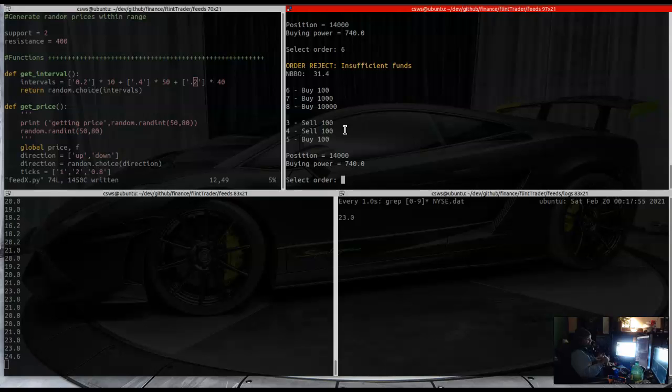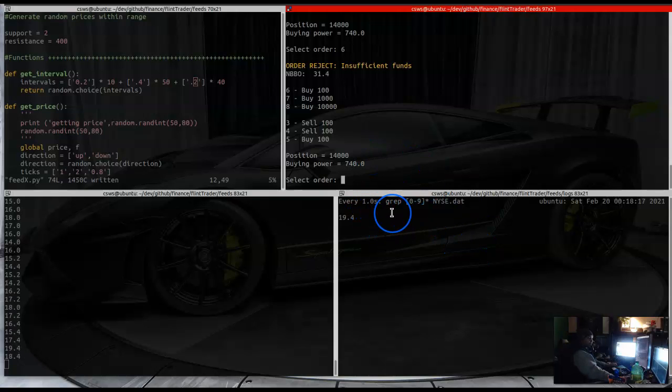But I screwed up, as far as my buying decision here. Oh my goodness. So right now I have $740 in my account. I got 14,000 shares. I don't know what my average price is, but it's not good. I mean, it's trading right now at 14.